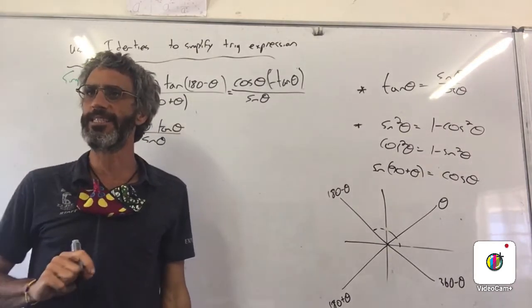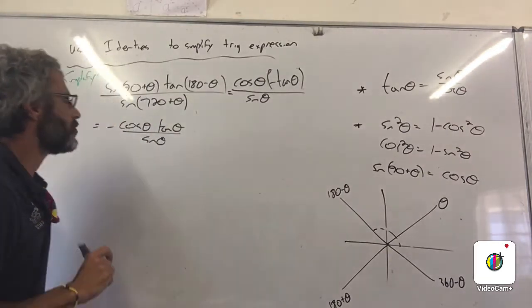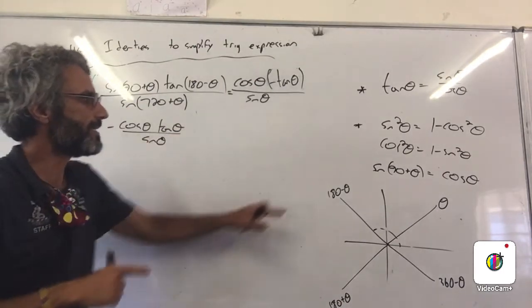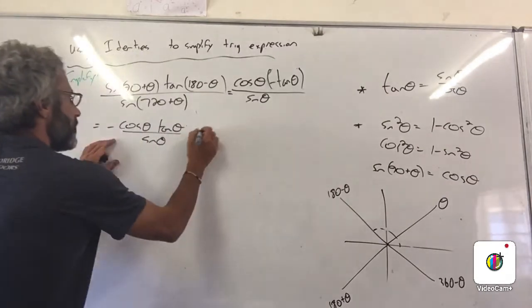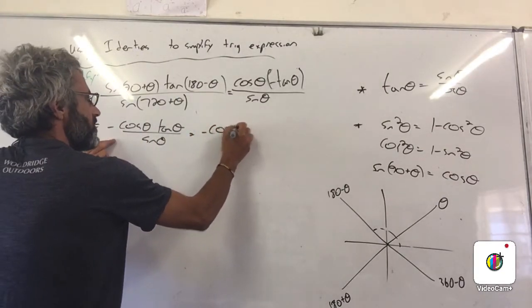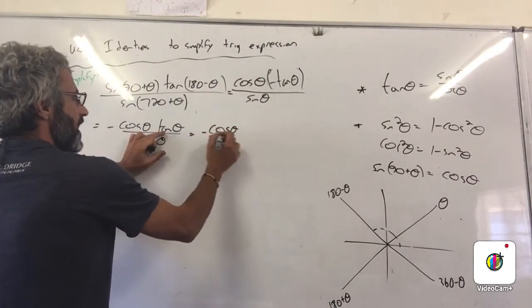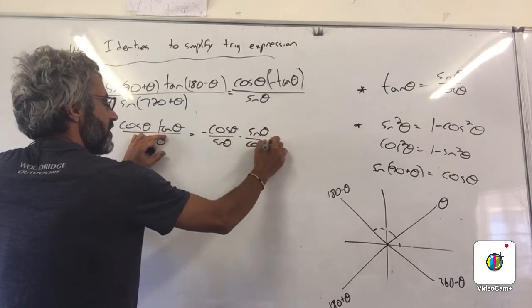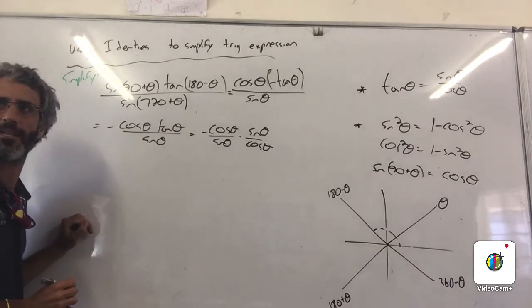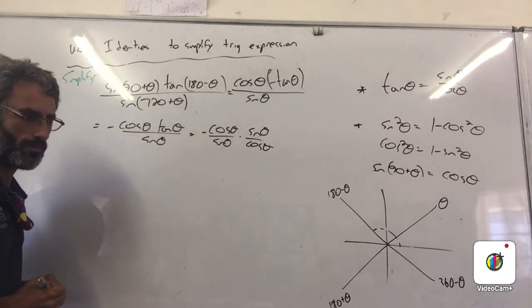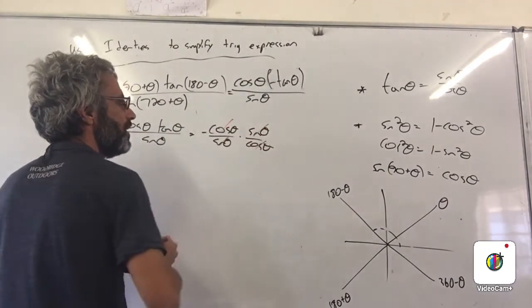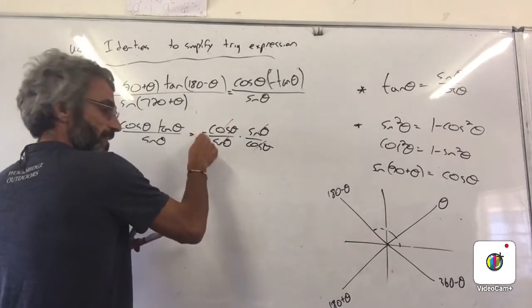Now the identity kicks in. What can I still play with in terms of identity? The tan. Tan is sine over cosine. So we're going to write it as minus cosine theta over sine theta times tan. What is tan? Tan is sine theta over cosine theta. See, I took them out. Can you see why I've done that? What do I do now? Everything cross cancels. What's the answer? Negative 1, not forgetting the minus here.